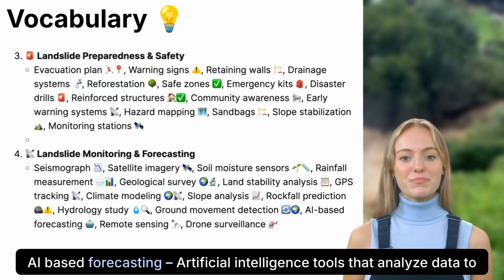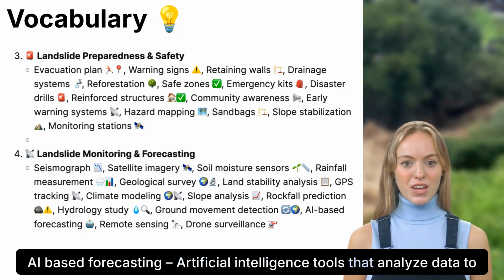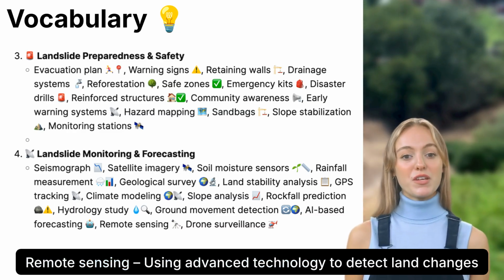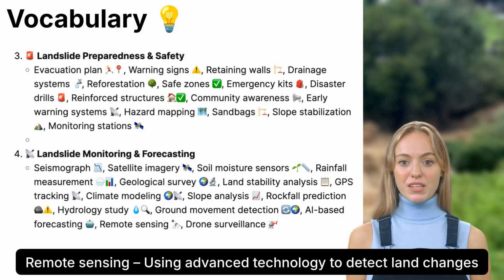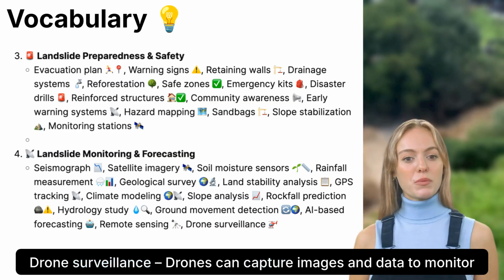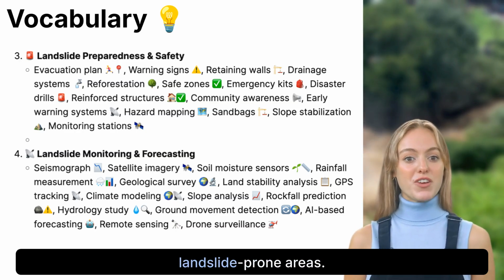AI-based forecasting. Artificial intelligence tools that analyze data to predict landslides. Remote sensing. Using advanced technology to detect land changes from a distance. Drone surveillance. Drones can capture images and data to monitor landslide-prone areas.